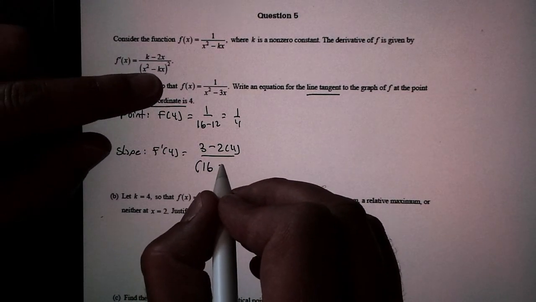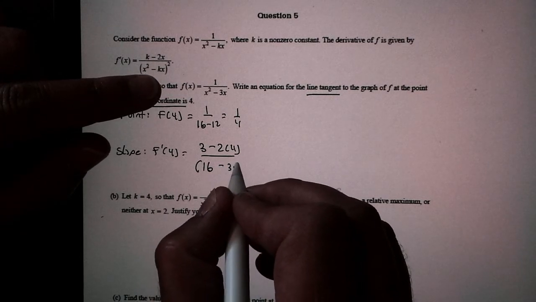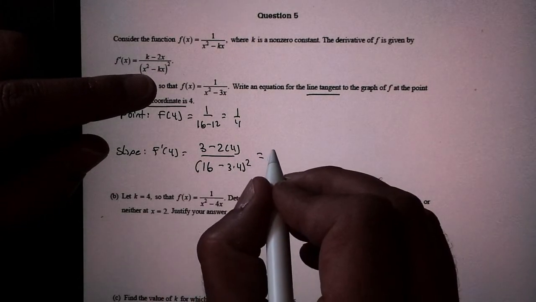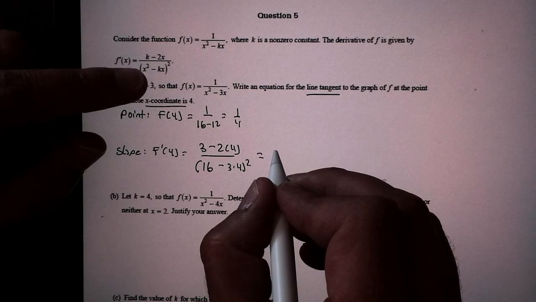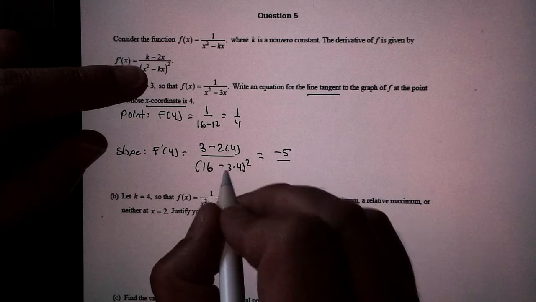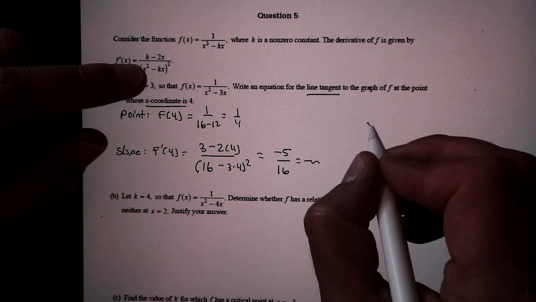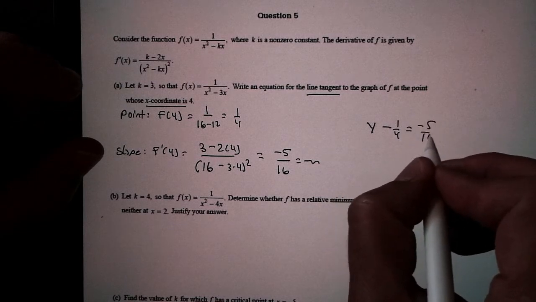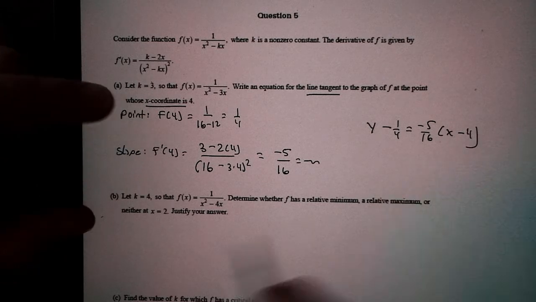16 minus, and this becomes 3 times k, 3 times 4 squared. And if I simplify the top, we're going to get 3 minus 8, which is negative 5. And on the bottom, 16 minus 12 is 4 squared, that we get 16. So there's my slope. So my tangent line, y minus 1/4 equals negative 5 over 16 x minus 4. And there's my tangent line right there.